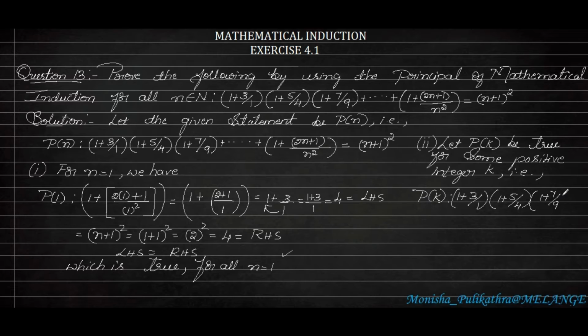1 plus 7 by 9 plus so on, up to 1 plus, in the place of 2n, we have to write (2k plus 1) by k square, is equal to (k plus 1) whole square. Let this be equation number 1. I'll continue it in the next slide.